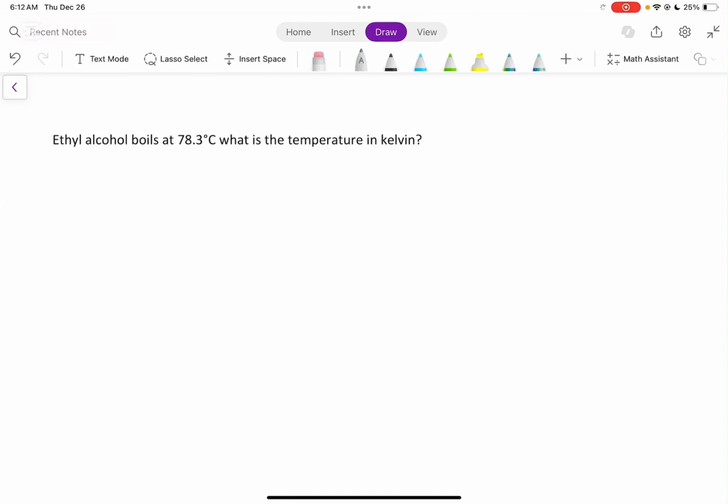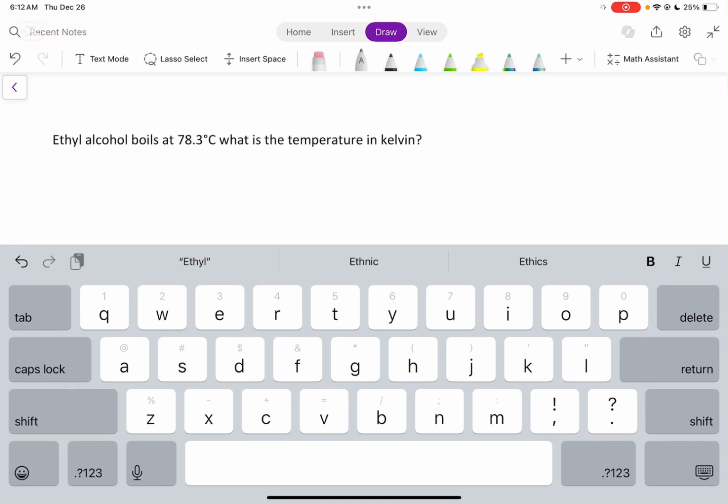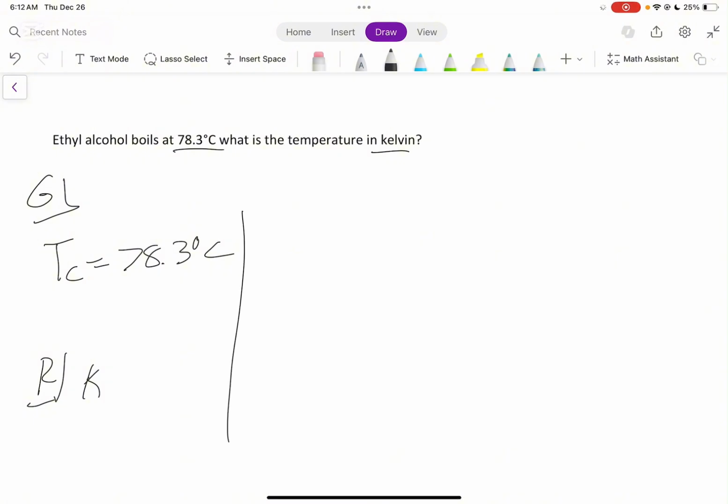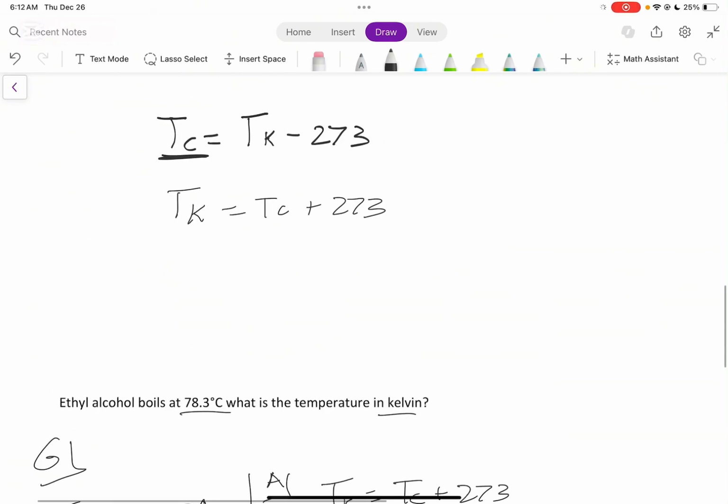So now we have a sample problem in front of us. It says alcohol boils at 78.3 degrees Celsius. What is this temperature in Kelvin? We just go straight into our given. We know that the temperature is in Celsius, so TC is equal to 78.3 degrees Celsius. And we're looking for it in Kelvin. So we're required to find TK. Now we can go into our analysis. We know that TK is equal to TC plus 273, as stated up here.